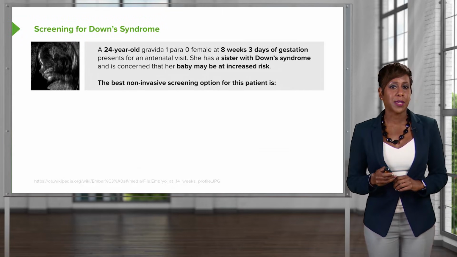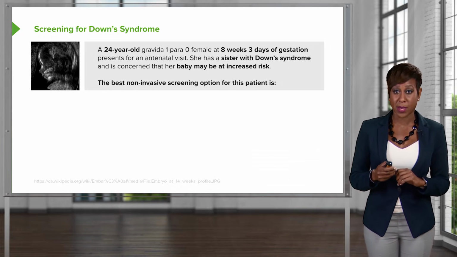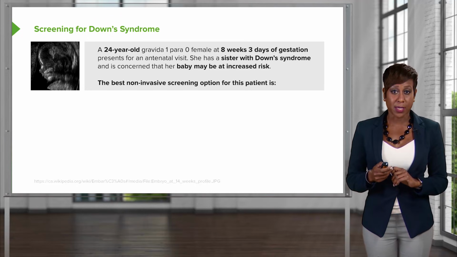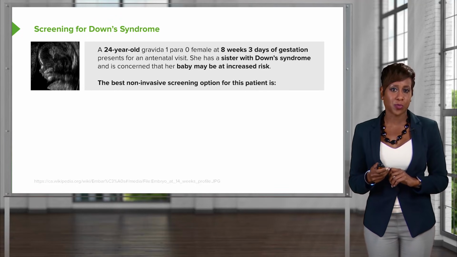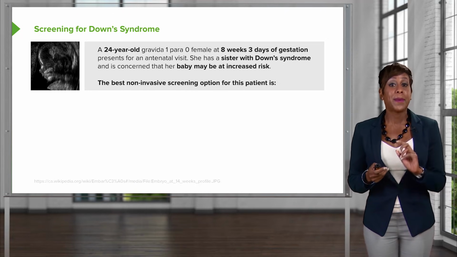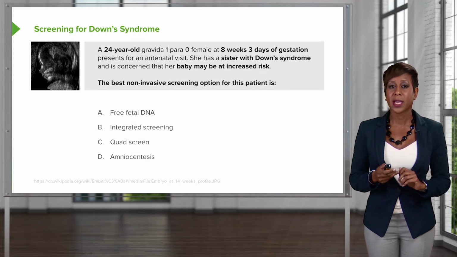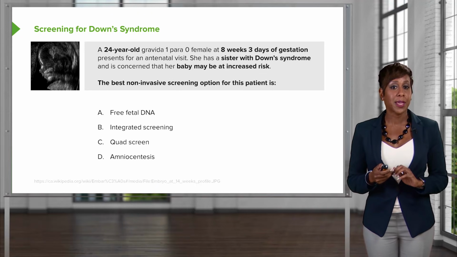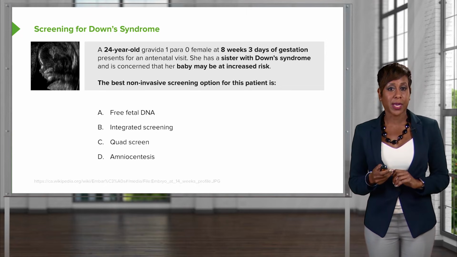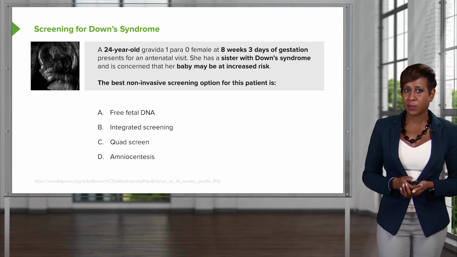So let's go through a case here. A 24-year-old gravida 1 para 0 female at 8 weeks and 3 days of gestation presents for an antenatal visit. She has a sister with Down syndrome and is concerned that the baby may be at increased risk. The best non-invasive screening option for this patient is A, free fetal DNA, B, integrated screening, C, quad screen, or D, amniocentesis. Well, let's think about these options.